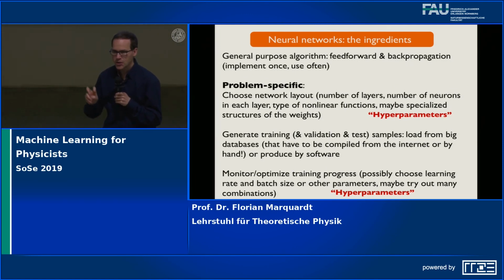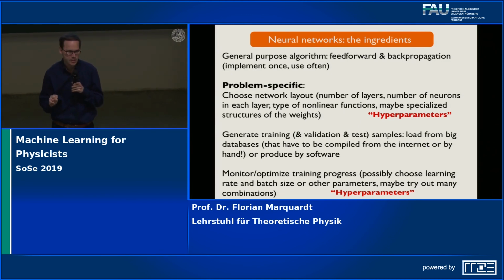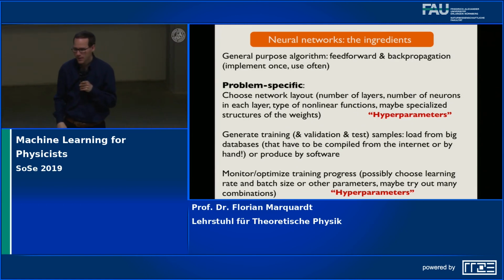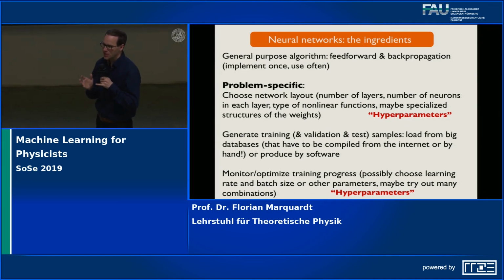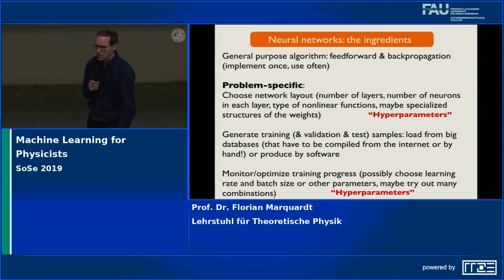And such choices usually go by the name of hyperparameters. So hyperparameters are not the values of the weights or so. These are found by training. But the hyperparameters are the things that you decide and that you put in. And maybe you try around a little bit for your specific problem, whether a small network already gives nice results or whether you have to go to a larger network and so on.